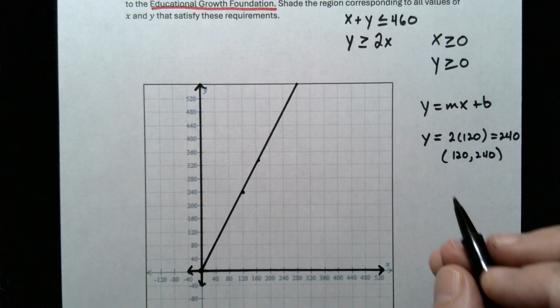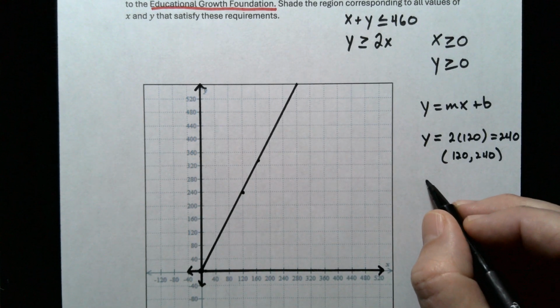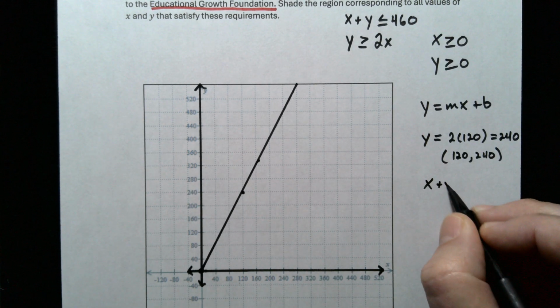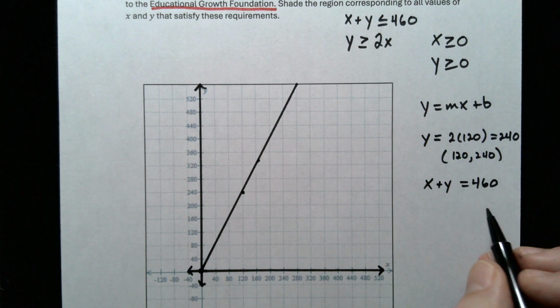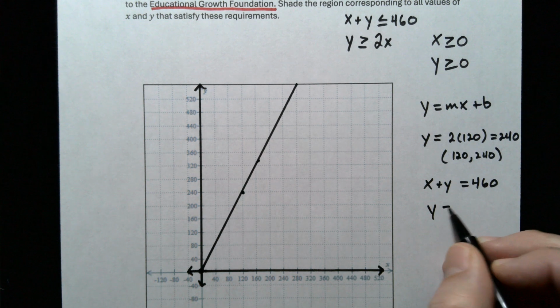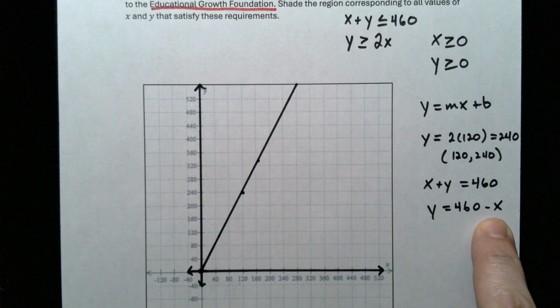All right, now finally let's do the x plus y, and I'm going to say x plus y is equal to 460 just for the purposes of graphing. So let's move the x over. It will give me y is equal to 460 minus x. Okay, so my slope is -1 and my y-intercept is 460.